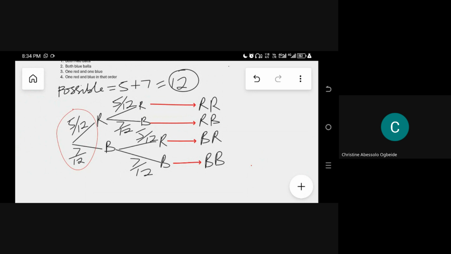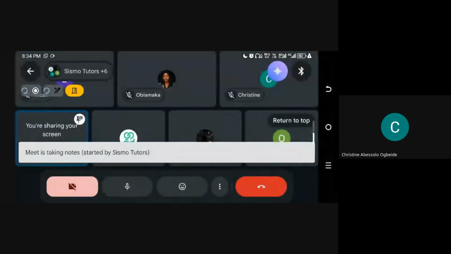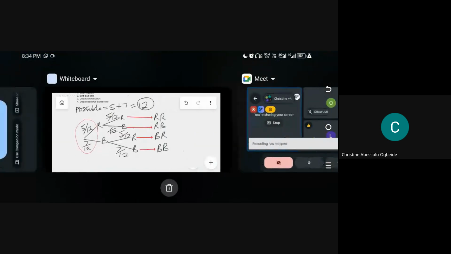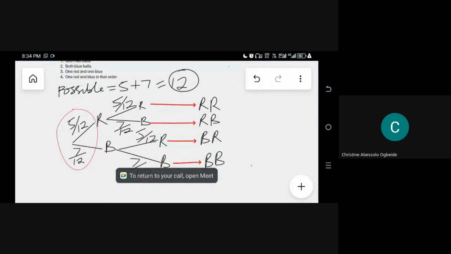Do you guys understand this first part? We're not starting to calculate. I'm just showing you how to draw the tree diagram, mainly for why. Do you guys understand this first part? Okay. All right. So remember that the second part is the first time you're picking, and after picking the first ball, it was replaced.